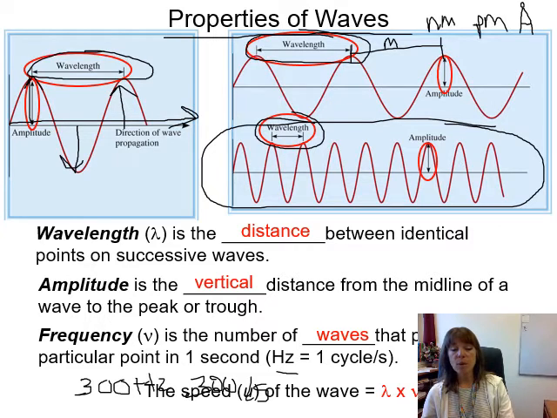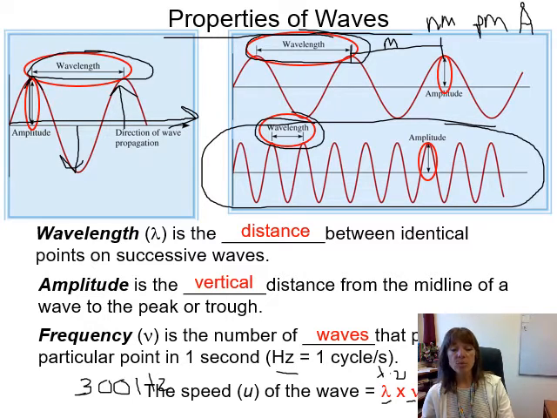Now the speed of a wave is determined by the wavelength and the frequency. So here you'll see lambda times, it looks like a v, and that's a nu. Wavelength times nu is equal to the speed of the wave. Now, in order to use this, your wavelength must be in meters, and your frequency, I'm sorry, must be in per second.